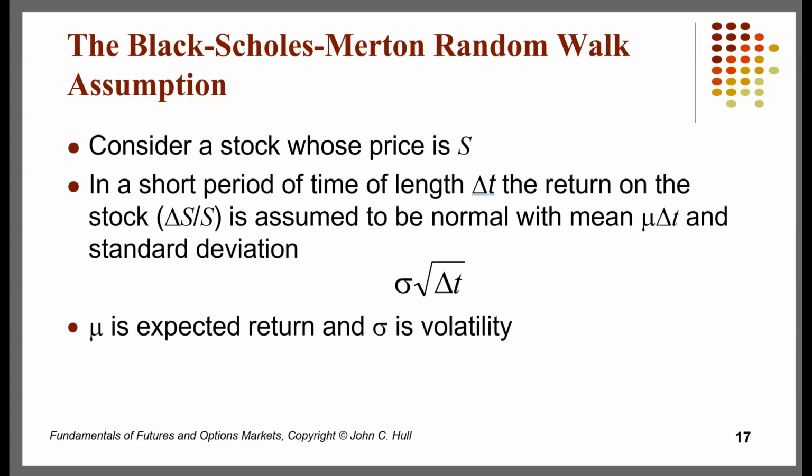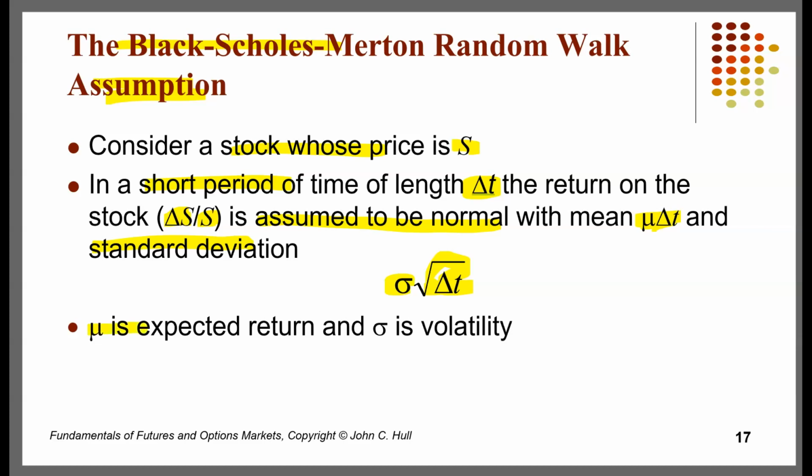The Black-Scholes option pricing, the Black-Scholes assumptions, random walk assumptions. We consider a stock price over a short period of time that we call delta t. The return on the stock is delta S divided by S, and that is assumed to be normal with a mean of mu delta t and a standard deviation equal to sigma square root of t. That's very close to what we described earlier, but we looked at the log normal distribution of security prices, and we'll talk about that some more in a little bit.